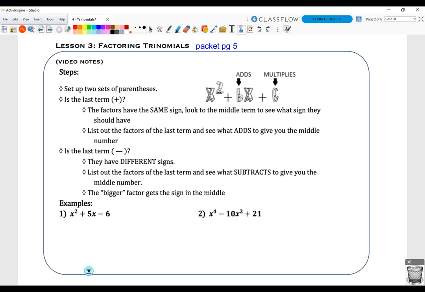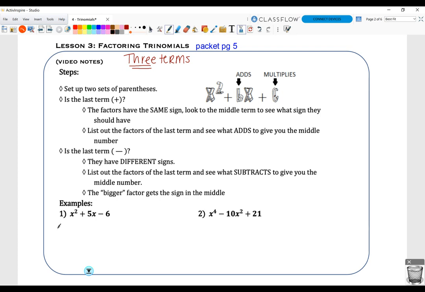So this is again on page 5 of the packet. A trinomial is something that has 3 terms. So this is going to work anytime I'm given 3 terms. First, I'm going to set up 2 sets of parentheses, and then I'm going to look at the last signs. So let's take a look at example number 1, and we'll walk through these steps.